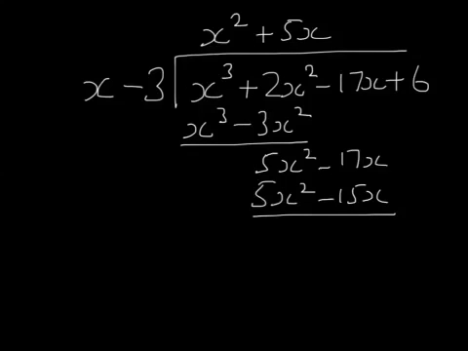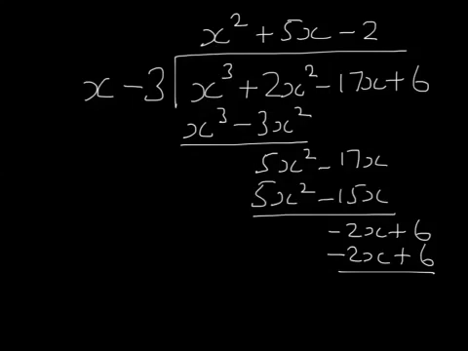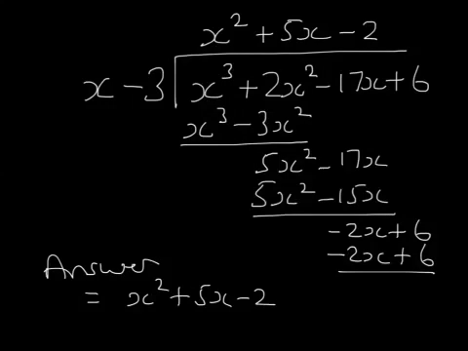Then work out the remainder. 5x squared take away 5x squared is nothing. That will always happen. Minus 17x take away minus 15x is minus 17x plus 15x, which is minus 2x. Then I bring down the plus 6. Finally, what do I times x by to turn it into minus 2x? That's minus 2. Then I times minus 2 by x minus 3, so that's minus 2x plus 6, and there's no remainder. So the answer is x squared plus 5x minus 2.